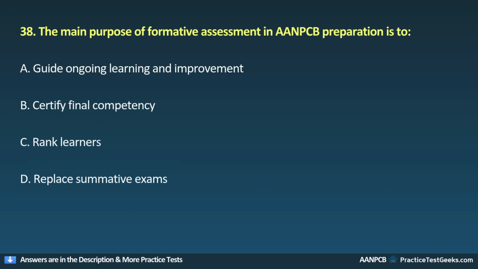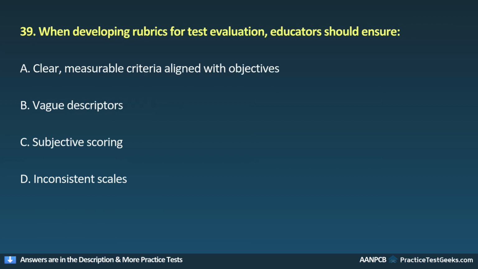38. The main purpose of formative assessment in AANPCB preparation is to A. Guide ongoing learning and improvement. B. Certify final competency. C. Rank learners. D. Replace summative exams. 39. When developing rubrics for test evaluation, educators should ensure A. Clear, measurable criteria aligned with objectives. B. Vague descriptors. C. Subjective scoring.